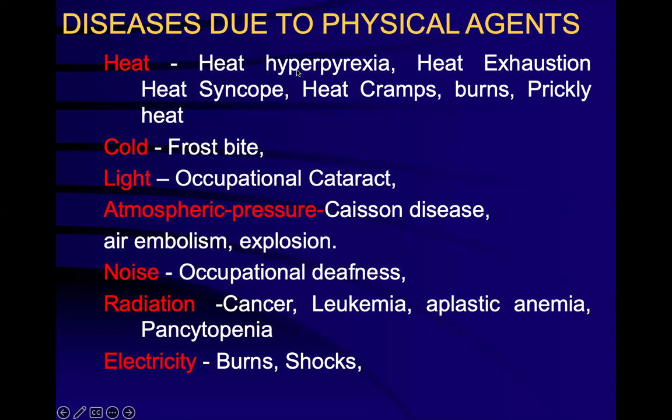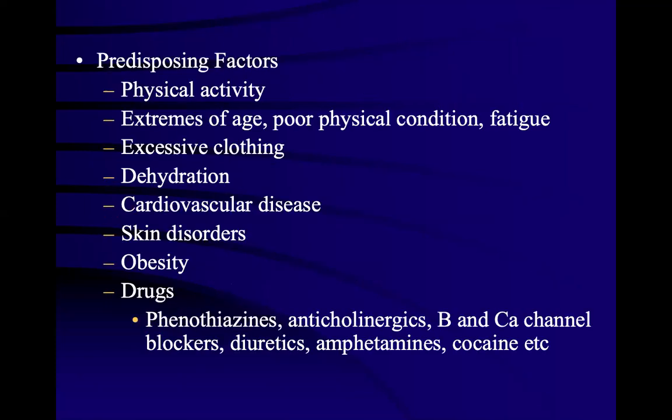Diseases due to these physical hazards include heat hyperpyrexia, heat exhaustion, heat syncope, heat cramps, burns, and prickly heat. People living in temperate areas are also exposed to frostbite. A job description that exposes them to bright light can lead to occupational cataract. Others are also exposed to kidney disease and even embolism. There is occupational deafness due to excessive noise. There is radiation causing cancer, including leukemia and aplastic anemia, and even pancytopenia. There is also exposure to electricity where people are either shocked or they are burnt. And these are the predisposing factors that make people engage in this health situation.